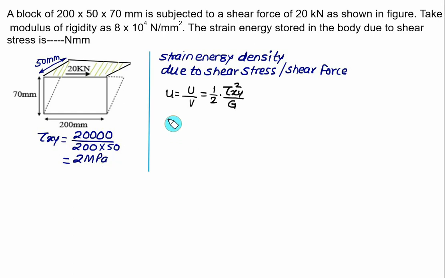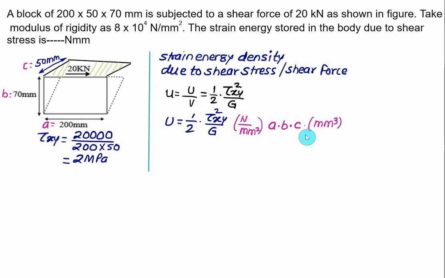So total strain energy U will be equal to strain energy density multiplied by volume. So we have strain energy density equal to 1 by 2 tau xy square divided by G. This is megapascal and this one is megapascal, so 1 megapascal is left. 1 megapascal is the same as Newton per mm square, and we have volume, where A is 200, B is equal to 70, and C is equal to 50. So if I take the product of A into B into C, that will be mm cube. Our answer will come in Newton mm.